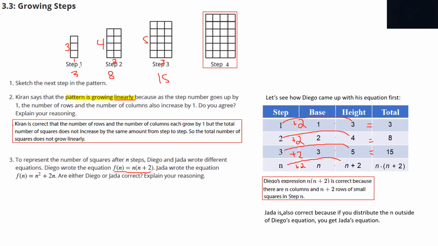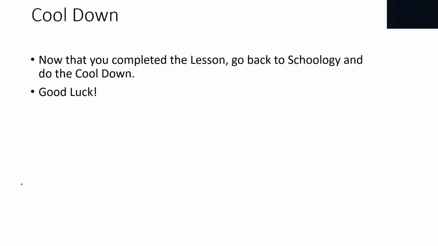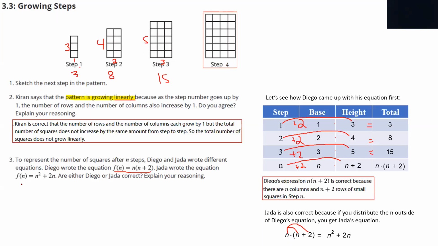Well, Jada is also correct because if you distribute the n outside of Diego's equation, you get Jada's equation. So this is Diego's equation, but if I were to multiply n times n and then n times 2, you would get n squared plus 2n, which is Jada's equation. Okay, hopefully you understood that.